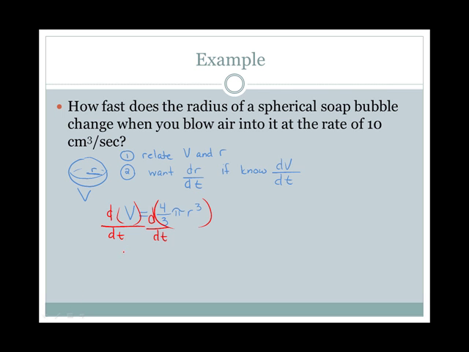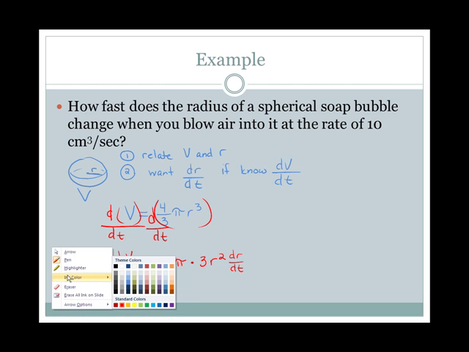So on the left side we get dV/dt, and remember that 4/3 pi are just numbers, like a coefficient, times the derivative of r cubed, which would be 3r squared dr/dt. 3r squared dr/dt, because you have to take the derivative of r with respect to t, and that's not 1. Now we simply need to solve this for dr/dt.